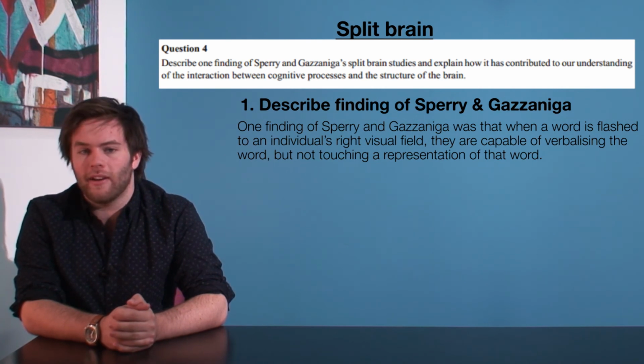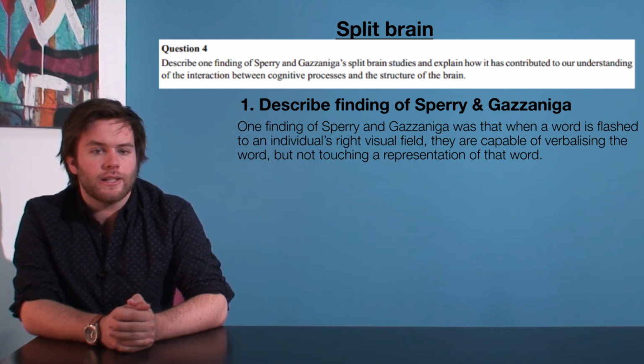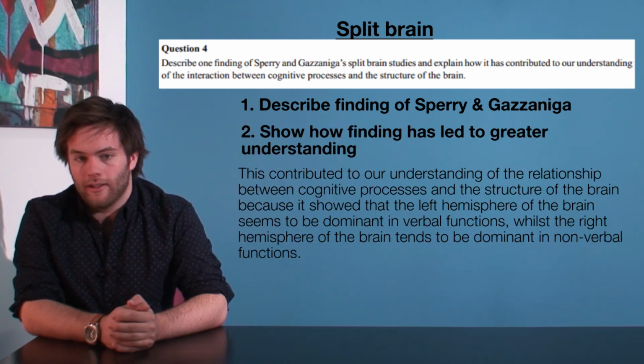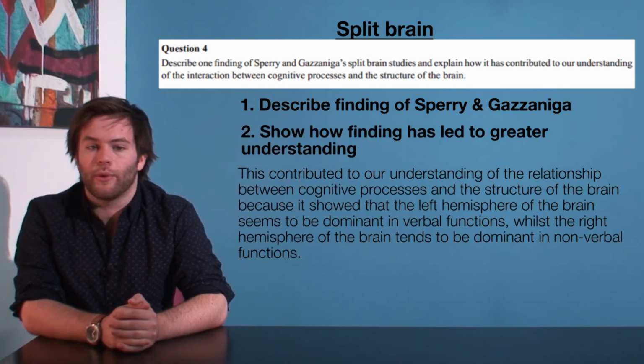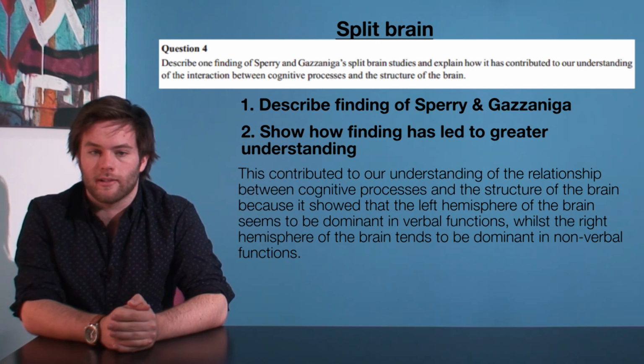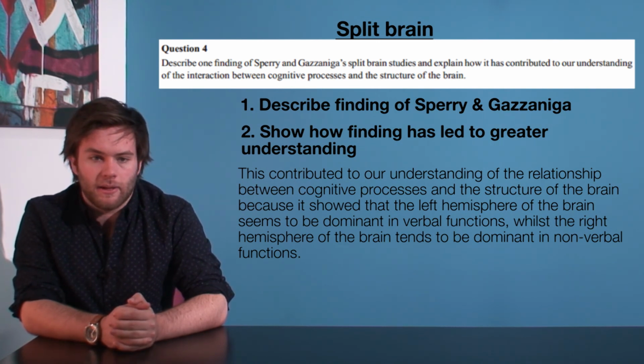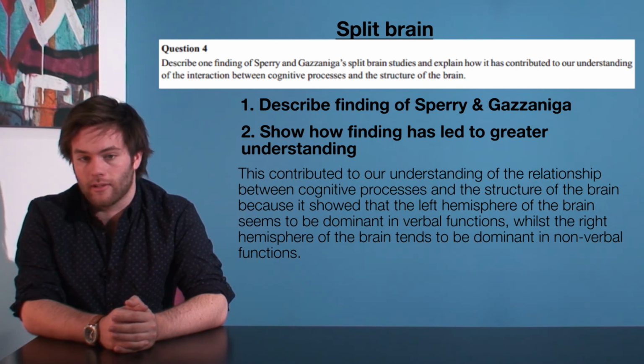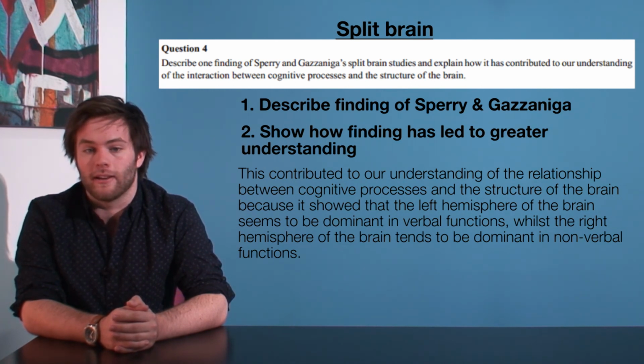One finding of Sperry and Gazzaniga was that when a word is flashed to an individual's right visual field, they are capable of verbalizing the word, but not touching a representation of that word. This contributed to our understanding of the relationship between cognitive processes and the structure of the brain, because it showed that the left hemisphere of the brain seems to be dominant in verbal functions, whilst the right hemisphere of the brain tends to be dominant in non-verbal functions.